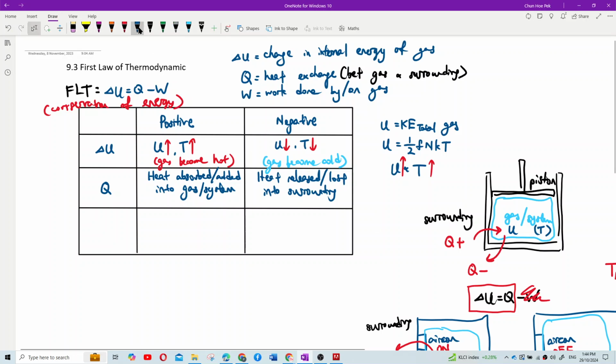Now, how about the next one? W, work done. What is work done? W ini dia adalah kalau work done positive, maksudnya is work done by gas. By, I need to highlight the word by gas. Now this one also I want to highlight. This is heat absorb. Ni perkataan penting ni.